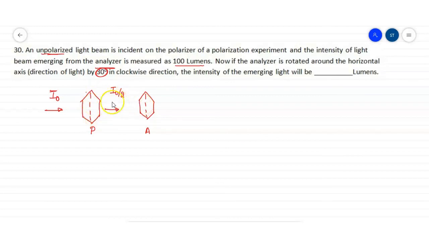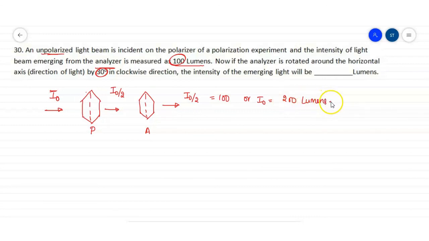Now these two axes are parallel, so when light again passes through analyzer, it will be unaffected. So again the intensity of the light coming out will be remaining same, which is I0 by 2. According to the question, after the analyzer, the intensity is measured to be 100 lumen. So I naught by 2 is equal to 100 lumen, or we can say I naught, the intensity of the unpolarized light, is 200 lumens.